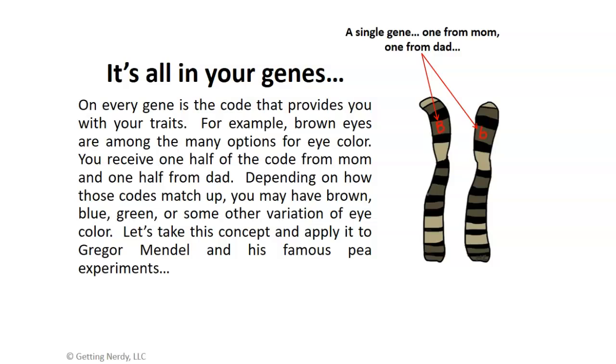So it's all in your genes. On every gene, there is a code that provides you with your traits. For example, brown eyes are among the many options for eye color. You're going to receive half that code from your mom and half that code from your dad. Depending on how those codes are going to match up, you may have brown eyes, blue eyes, green eyes, or some other variation of eye color. And we're going to take this concept and we're going to look at Gregor Mendel and his famous pea plants.